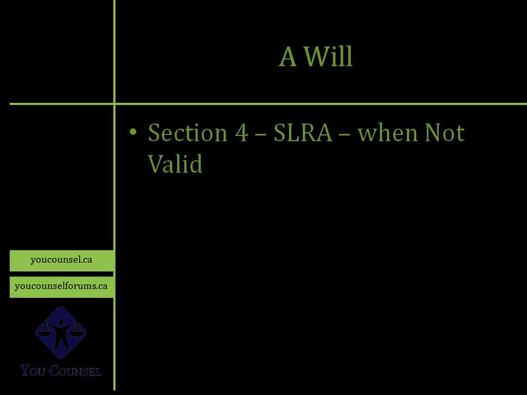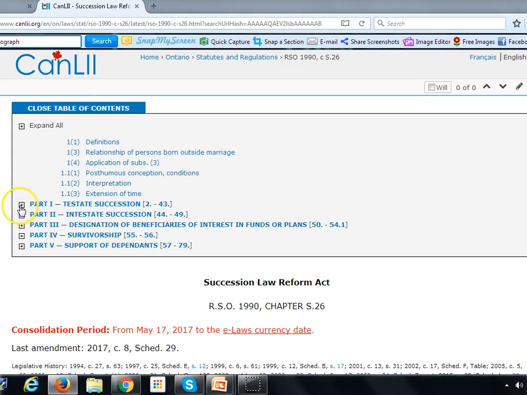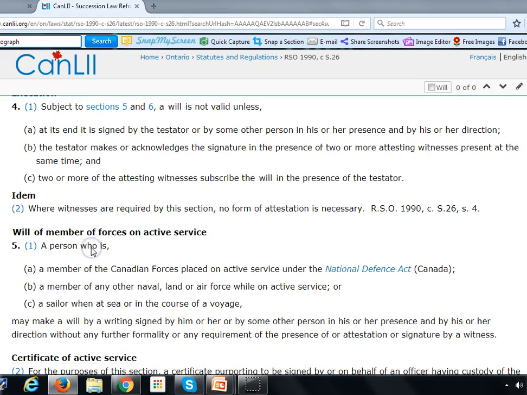Now, a will is governed under Section 4. You may want to look at Section 4 of the SLRA. It states that, subject to Sections 5 and 6, and we'll talk about Section 6 shortly, a will is not valid unless at its end it is signed by the testator or by some other person in his or her presence and by his or her direction. The testator makes or acknowledges the signature in the presence of two or more attesting witnesses present at the same time, and two or more of the attesting witnesses subscribe the will in the presence of the testator.